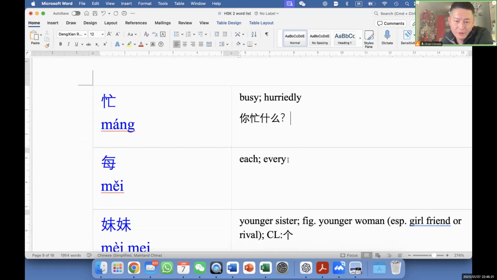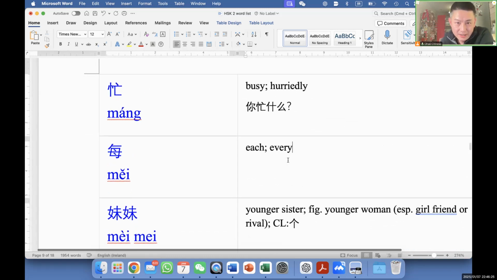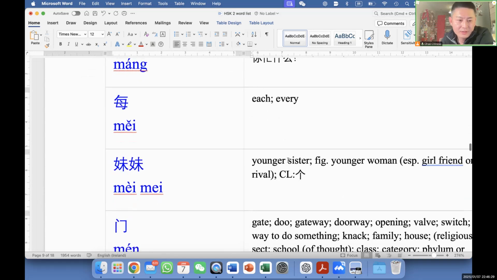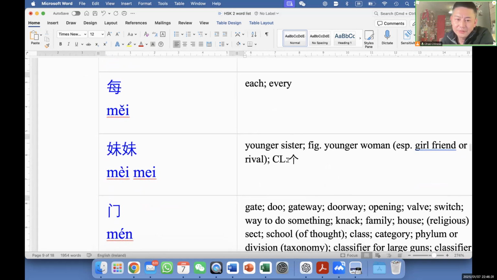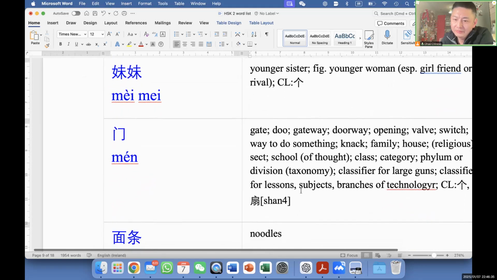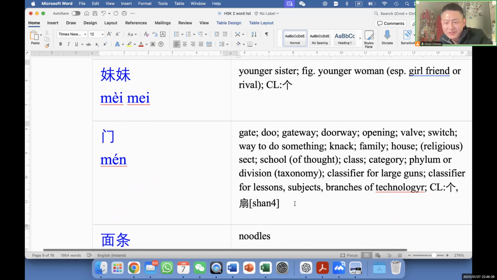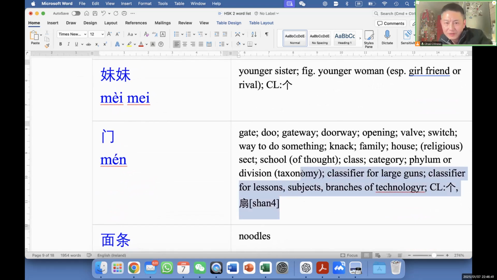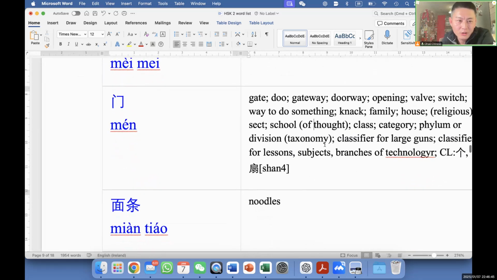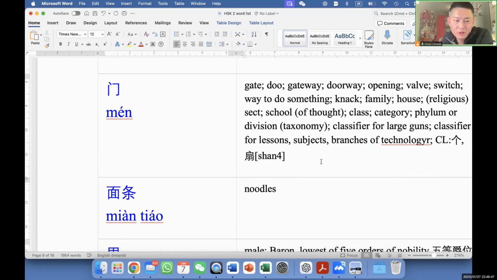每 is every. 每天, 每年, 每人, many words. 妹妹, younger sister. Door, 门. Wow, there's so many of them. But let's remember the first couple of them would be good. 开门, open the door. 关门, close the door.